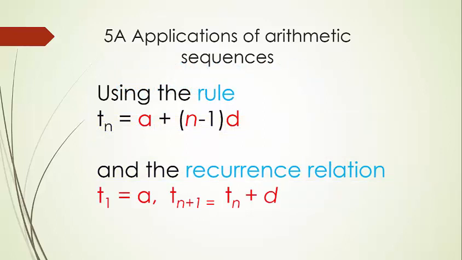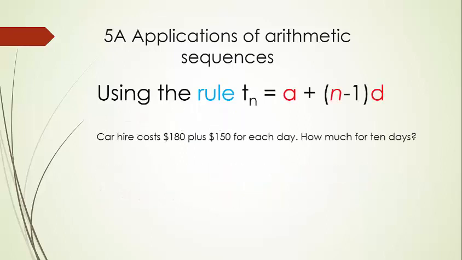So we're going to be using the rule, which you've met many times before, and we're going to be using the recurrence relation, which you've met many times before, although this is going to be looking slightly different this time. Starting off using the rule, this is an example where you can solve a problem involving things like car hire. Imagine that you want to hire a car to go away for 10 days, and you want to know what it's going to cost, so you go do some shopping around and you find one place. Sounds very expensive to me, but anyway, it costs $180 flat fee to start with, and then $150 for each day that you hire it, running costs, etc., presumably.